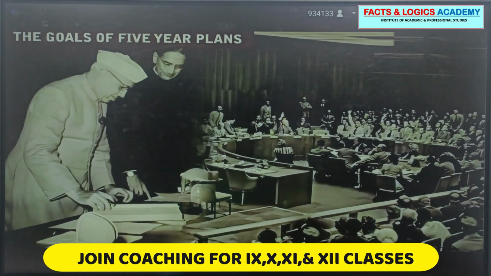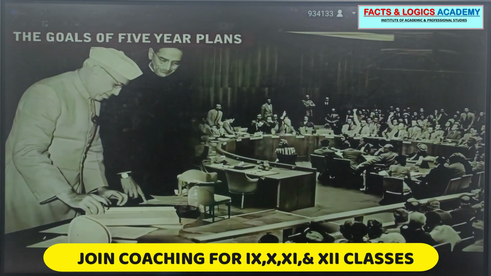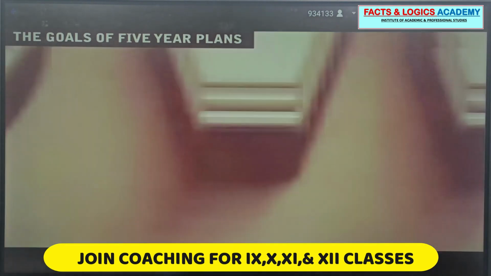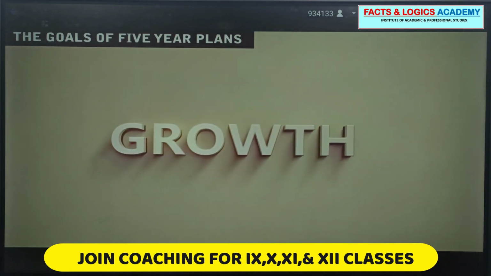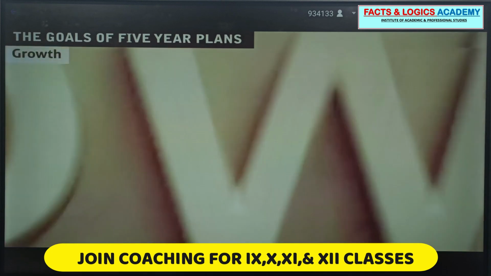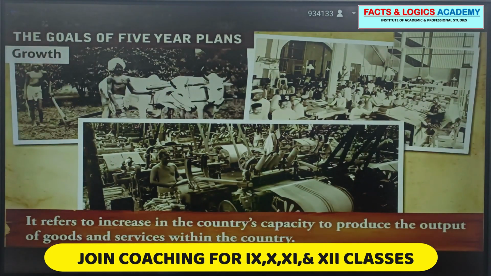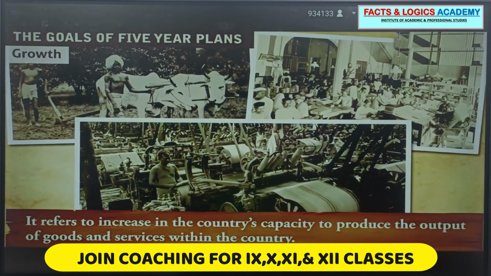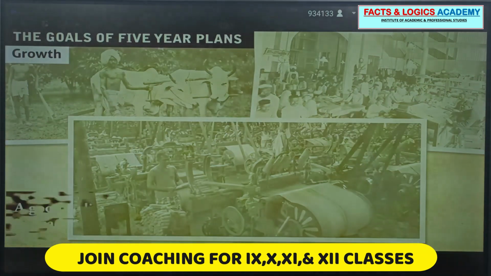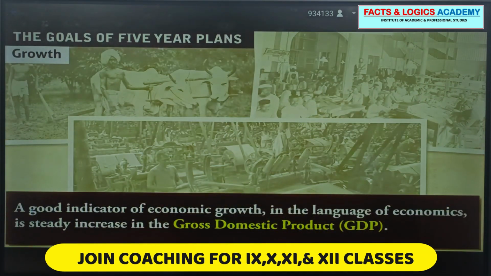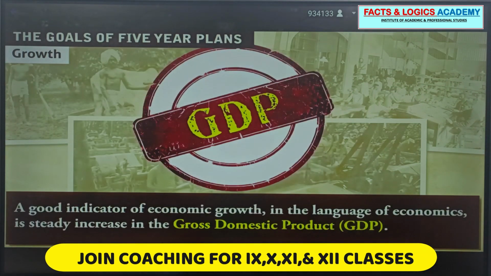Let us now learn about the goals of planning in some detail. Growth. Growth is an important goal of the 5-year plan. It refers to increase in the country's capacity to produce the output of goods and services within the country. A good indicator of economic growth in the language of economics is steady increase in the gross domestic product or GDP.